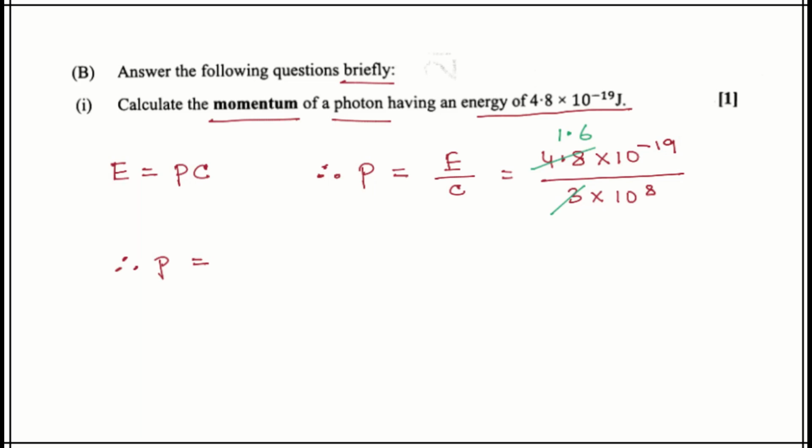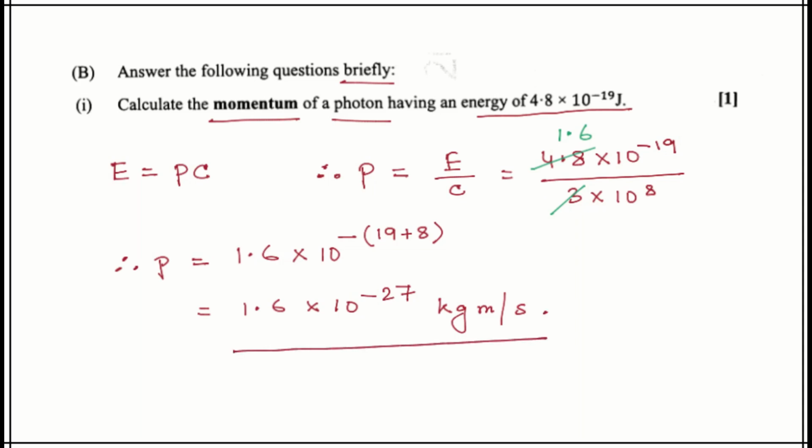Therefore 1.6 into 10 to the power minus 19 plus 8, it will become minus 27. So 1.6 into 10 to the power minus 27, the unit of momentum will be kg meter per second. So 1.6 into 10 to the power minus 27 is the answer.